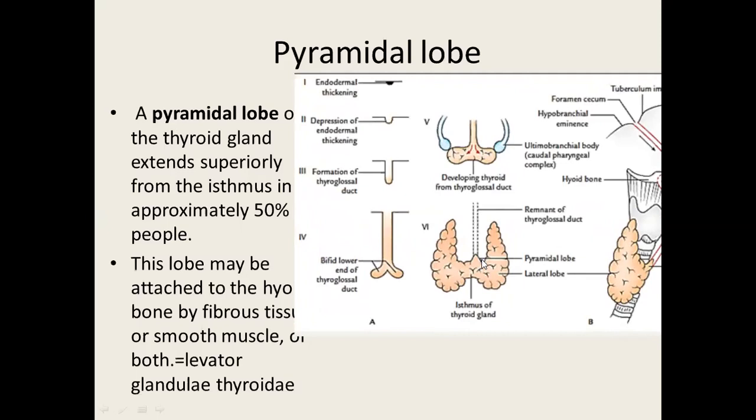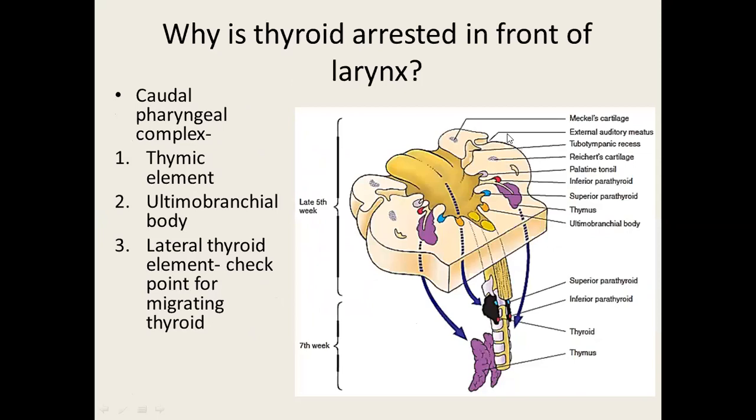So here, this is the pyramidal lobe, and this is the remnant of the thyroglossal duct. Sometimes it may be attached to the hyoid bone by the levator glandulae thyroideae. So now a question arises: why is the thyroid arrested in front of the larynx? Why does it not descend as the thymus tissue does into the thoracic cavity?